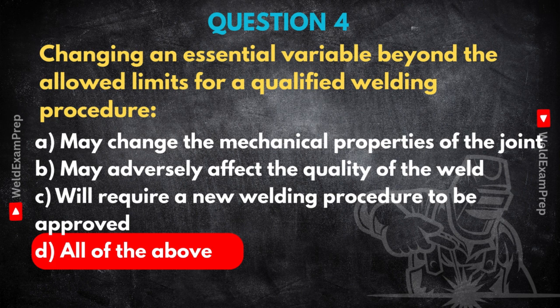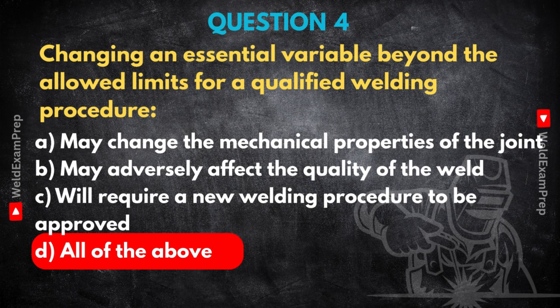They're essential because the WPS is basically proof that welding done under these specific conditions produces a good weld that meets the requirements. Change one of those key conditions outside the tested range, and you've stepped outside what was proven to work. It really is like a recipe, isn't it? Yeah. Change a key ingredient or step, and the result might be totally different. Yeah. So let's quickly touch on why all 3 consequences are true. How do mechanical properties change?